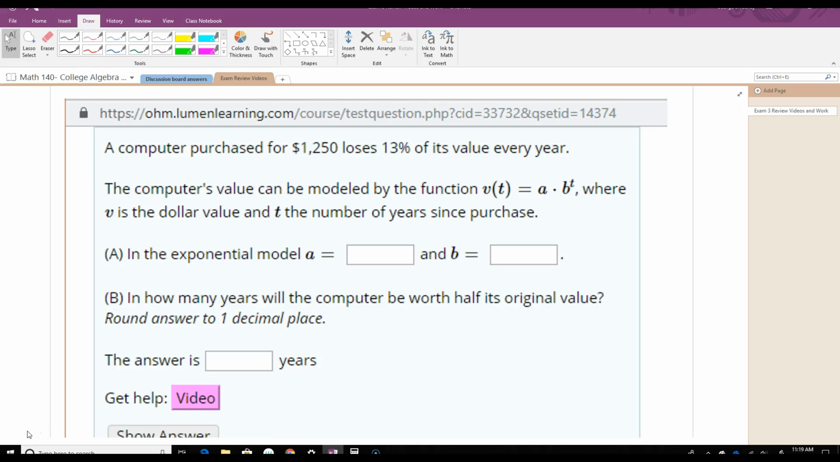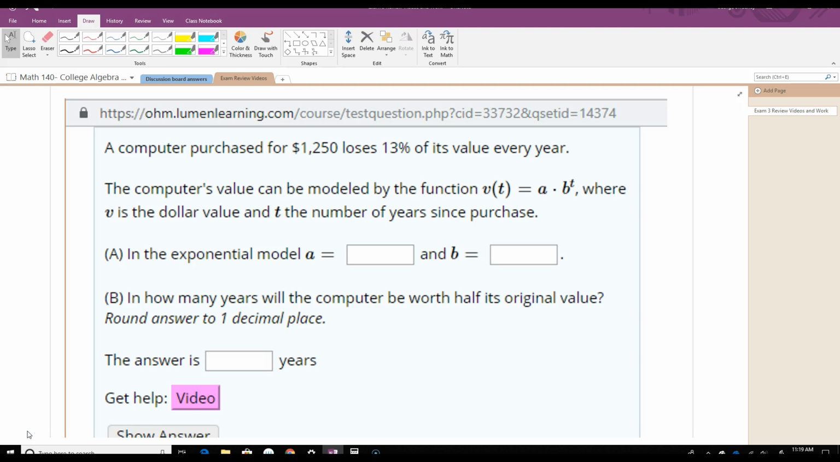All right, here's a second problem for our exam review. This one is from chapter 6, and again, it's going to be working with exponential values. They're going to give us a model, and we have to be able to interpret the model. It says that a computer purchased for $1,250 loses 13% of its value every year.